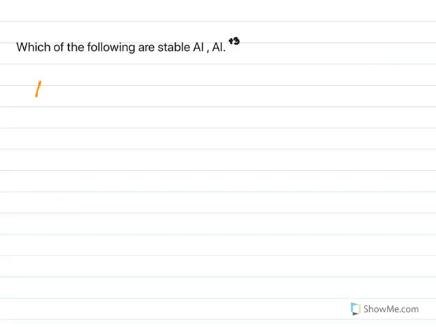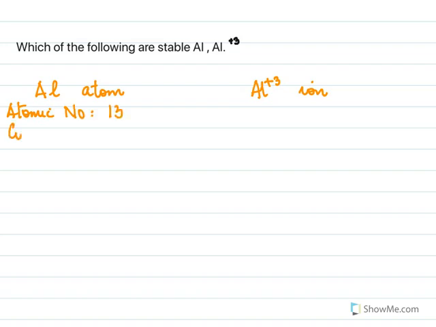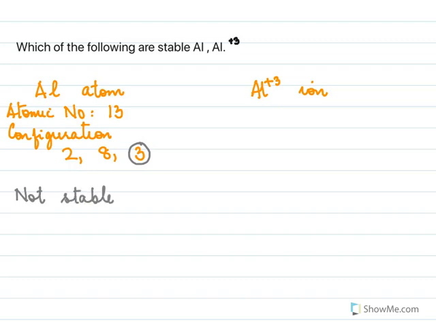Which of the following are stable? Here we have just aluminium, which is an atom. And in the next case, we have aluminium plus 3, which is an ion. We know aluminium has atomic number 13. So its configuration will be 2, 8, 3. Now look at the outermost electrons. There are 3 outermost electrons, so not stable. It has to have 8 outermost electrons. This is not stable.